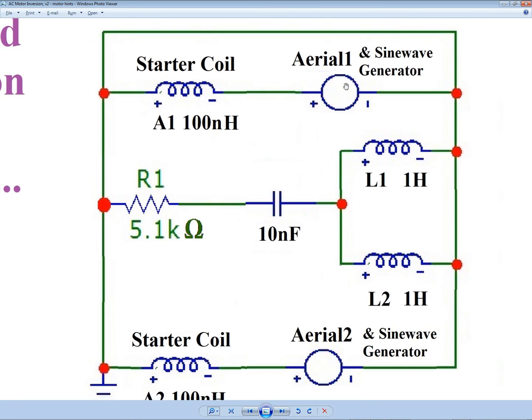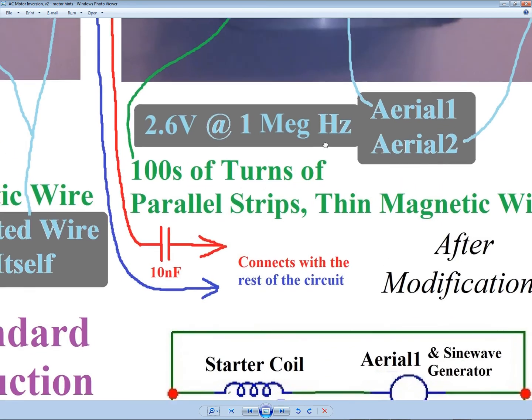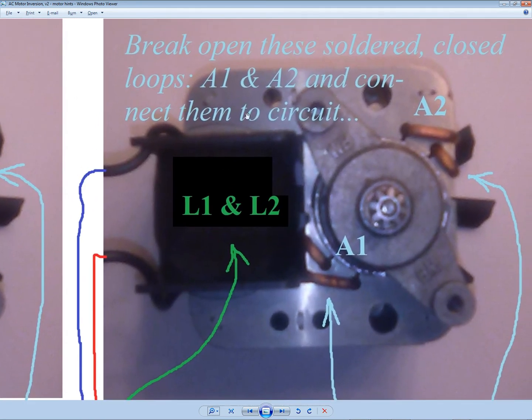You need the small voltage sources, 2 of them, independent of each other, feeding 2 sine wave generators, putting out 1 megahertz, 2.6 volts. Then you need your 2 starter coils, you need your bifilar main coil, you need a small capacitor, and you need a regulating resistor, and then you need a common ground, and that's it. The circuit is so simple, it's unbelievable, it's remarkable, and it works, and it's based on time-tested design parameters of an AC single-phase induction motor.